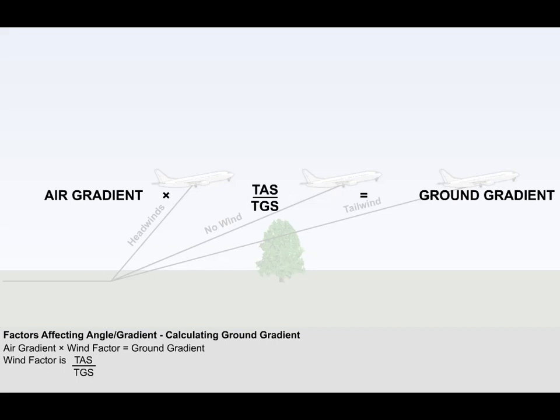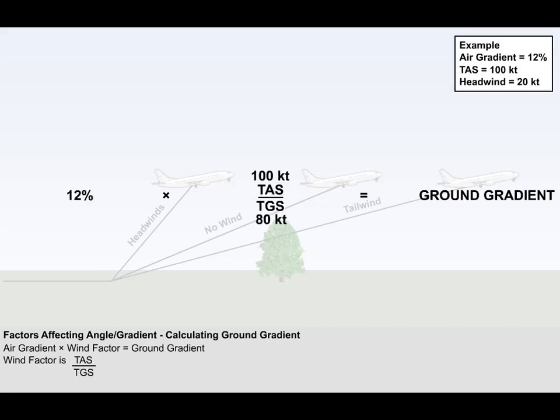When applying the wind factor, the formula we use is the climb gradient multiplied by the true airspeed over the true ground speed. Let us assume an air gradient of 12% with a true airspeed of 100 knots and a headwind of 20 knots. This makes the true ground speed 80 knots, giving a wind factor of 1.25. Therefore, the factor to use in this case is 1.25.